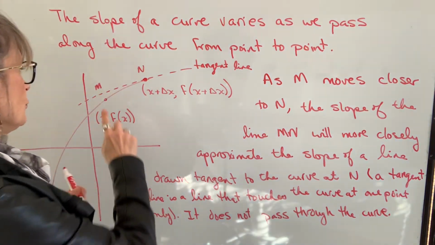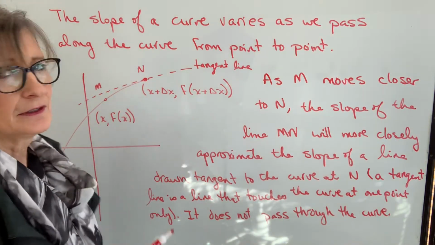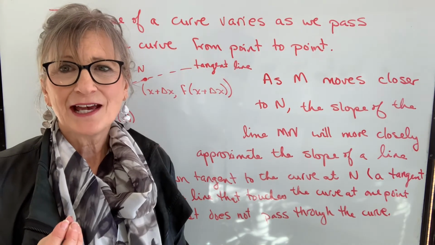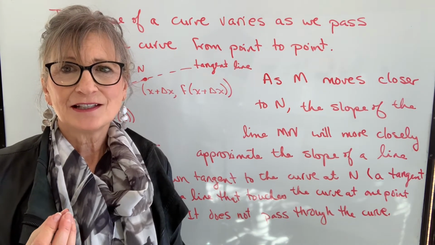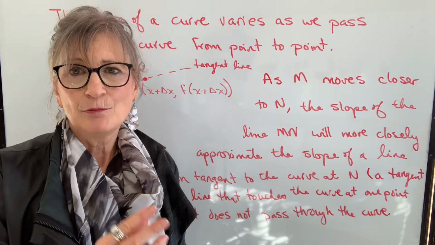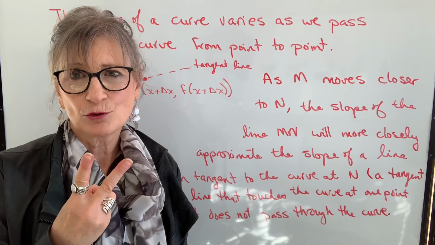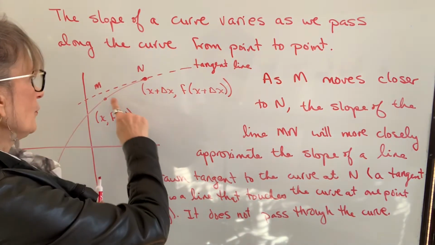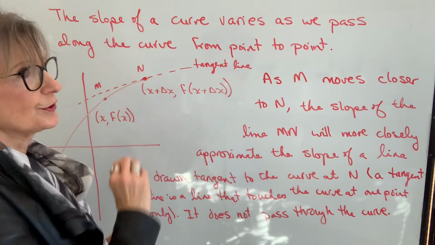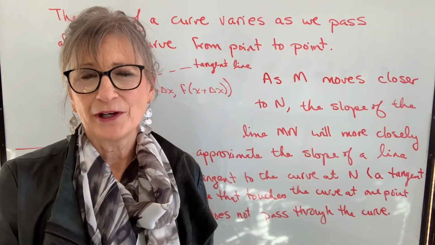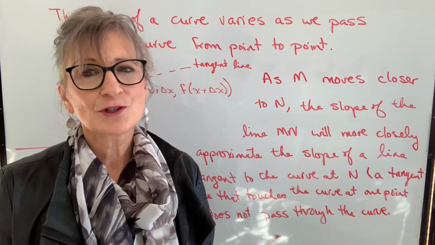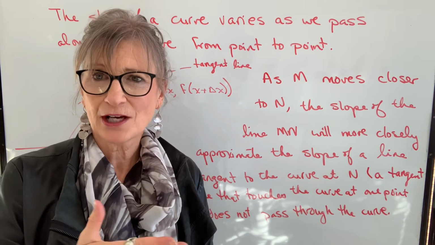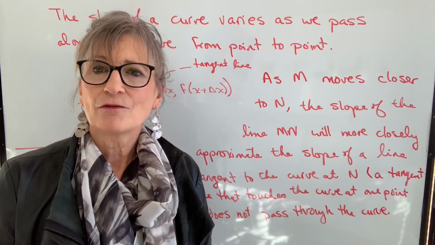So we have to move m closer to n, but we can't actually let it be the same point because we need 2 points to define slope of a line. So how do we get m closer and closer and closer without it actually being that point? Well, we've talked about how to approach something without actually equaling it, and that involves the idea of limits.